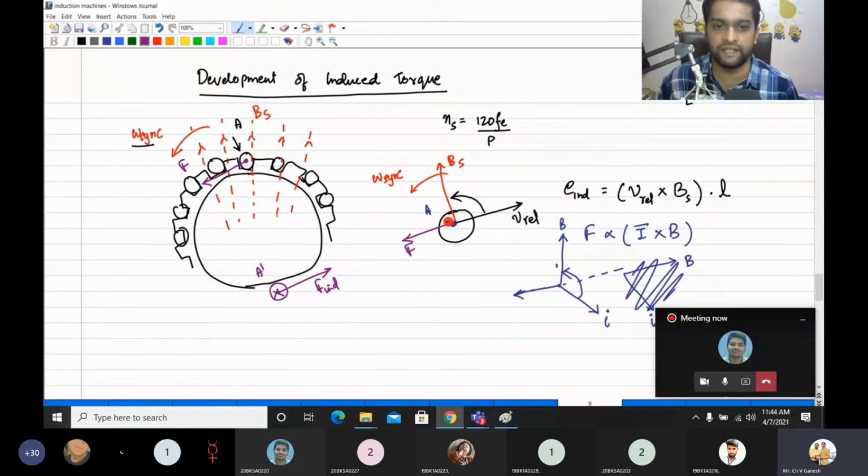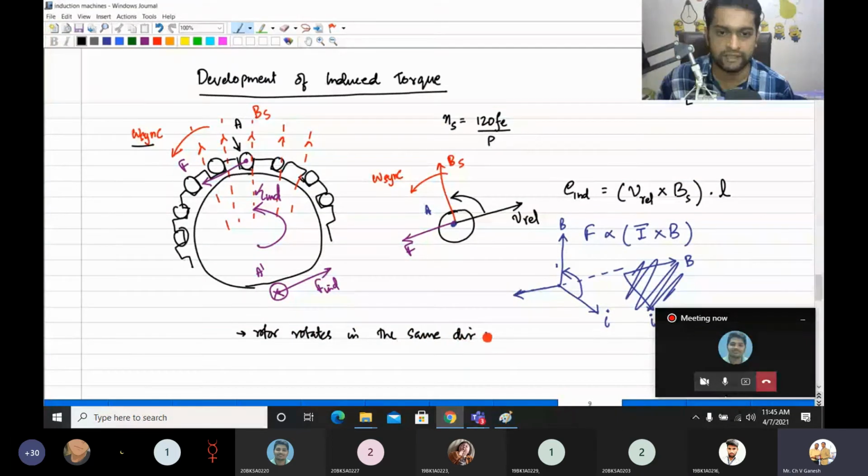Now the interesting thing here is that, see, the force on the rotor is like this, right? So the torque is in this direction. You can see one force is like this and the other one is like that. Therefore the overall torque is in the counterclockwise direction, right? So the induced torque is counterclockwise, so the rotor rotates in the same direction as the stator magnetic field, at synchronous speed.